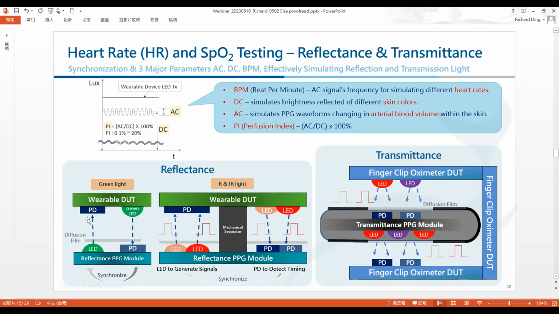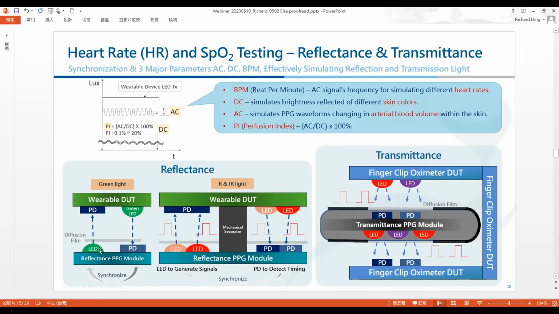So this is a simulated finger. Okay, so for green light, you can see the DUT emits the green light to the PD. Okay, the most important thing for the simulator to simulate the reflected light is we must synchronize with the green LED. Okay, so the green LED emits light to the PD. The PD detects the light and synchronizes with the PPG module green LED and emits light to the PD. So it's almost at the same time to simulate the reflected light.